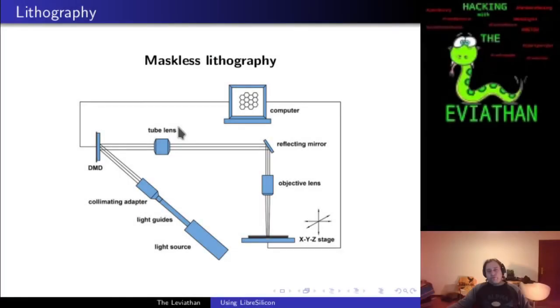The problem with mask lithography is that mask making is very expensive. So for a laboratory setup, it makes sense to have a maskless stepper aligner, which uses a DMD display, that's a micro mirror device. It's the same type of technology used in projectors for home cinema.